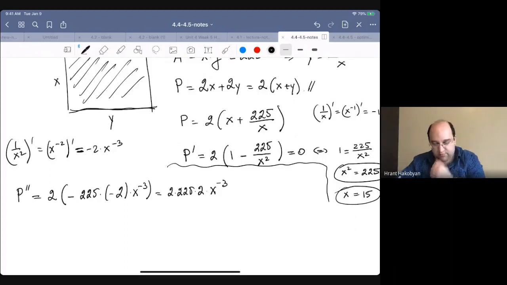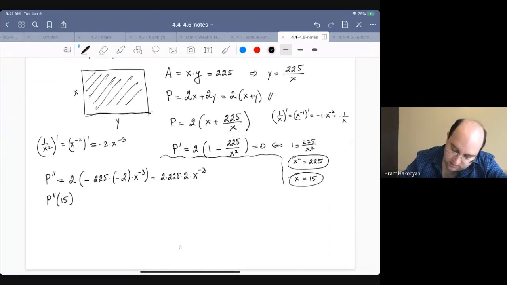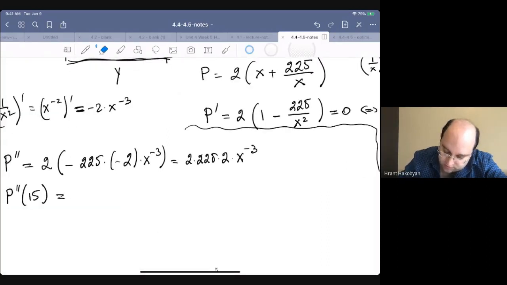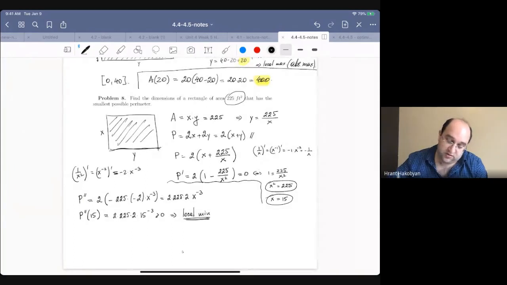Okay, so now if I plug 15 here, that's the critical point I got. It's going to be what? Positive. It's going to be 2 times 225 times 2 times 15 to the power negative 3. So all positive numbers. So this is positive. So you have a local minimum. That's the second derivative test. So we have a local minimum.